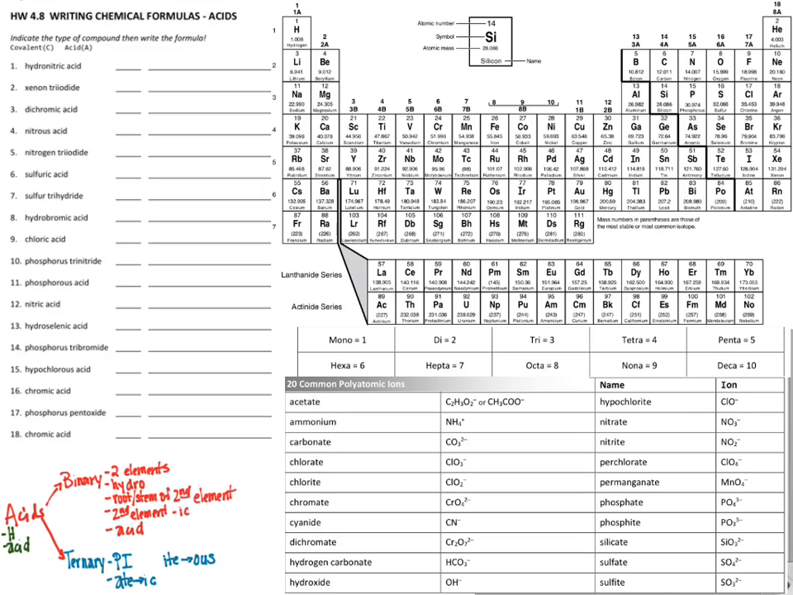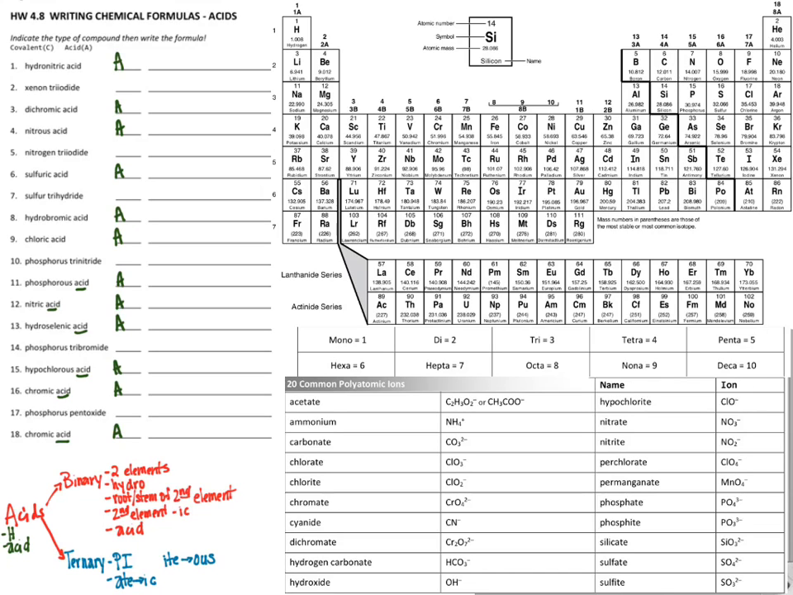So again, here we have acid. We have number 3 is an acid. We have number 4, 6, 8, 9, 11, 12, 13, 15, 16, and 18. And we know that those are all acids, again, because they end with the word acid. That's the only thing I'm looking at right now.